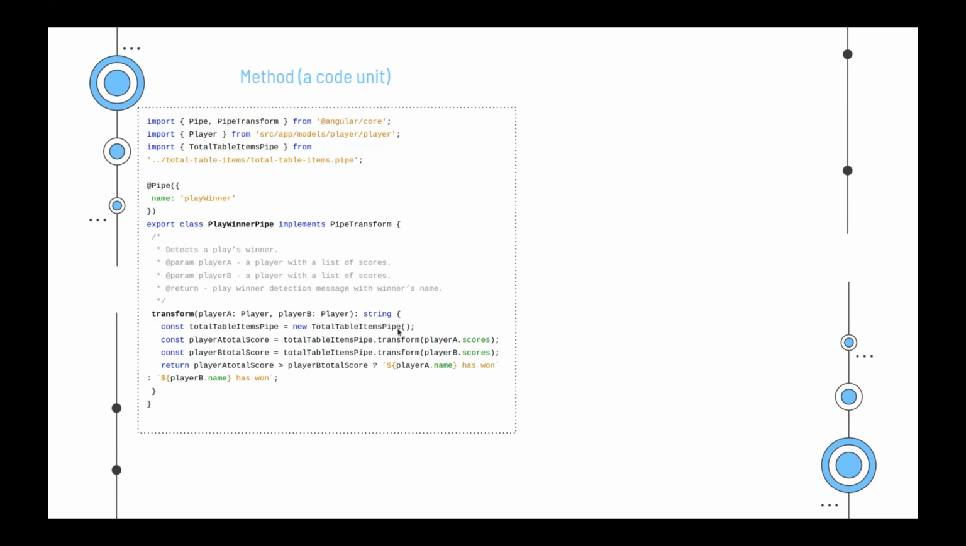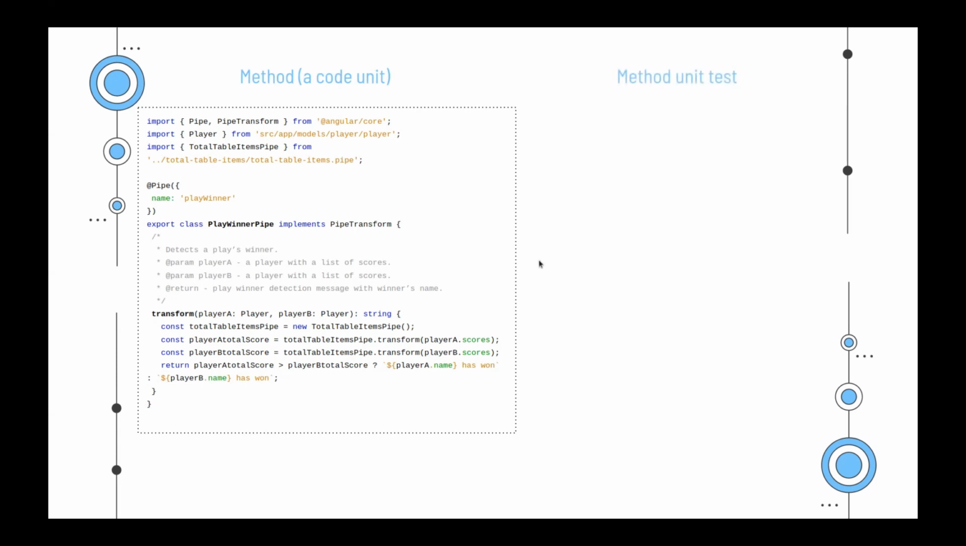So let's see here. We are going to use the pipe that we have seen in the previous method, the total table items pipe, to calculate what's the total of all scores for each player. So each player here, we have player A with the total scores and player B with total scores from the attribute scores. And then we are going to decide who's the winner by this condition. So just to clarify here, we are supposing that we have a winner, we should have a winner. There is no equality in this game. So we have here one condition with two possible results. If player A total score is superior to player B total score, then player A should be the winner. So we will display player A's name has won. Otherwise, then player B is the winner. So we're going to display player B's name has won.